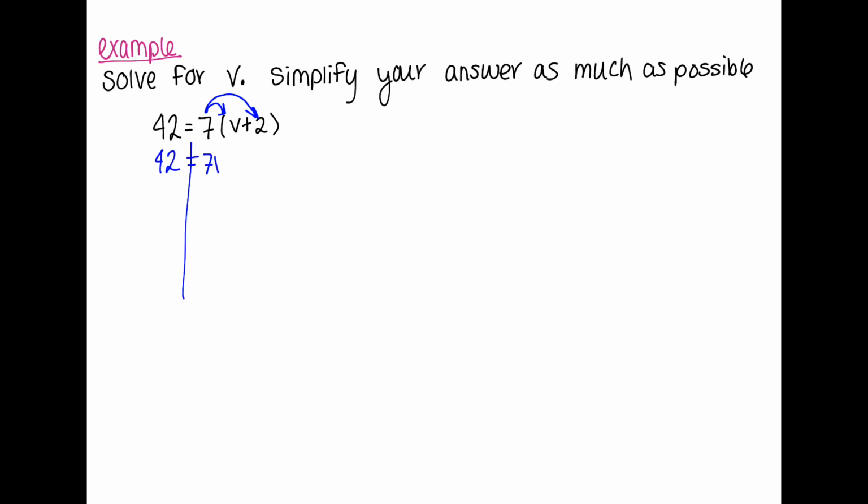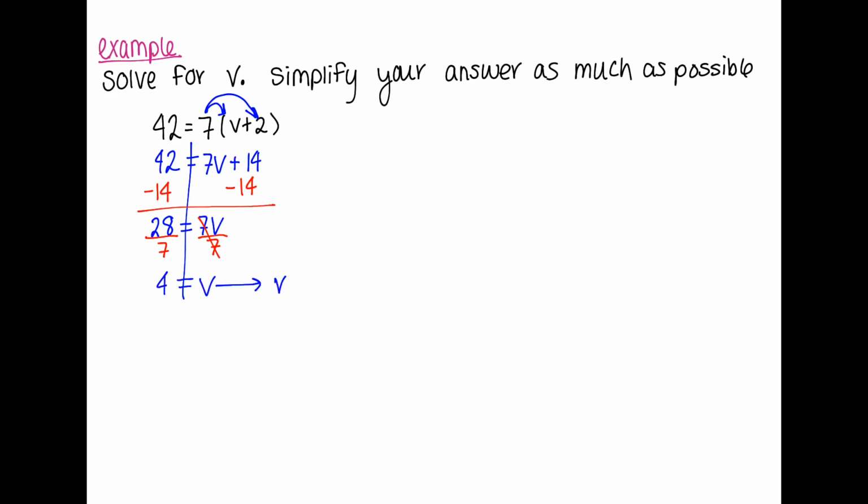7 times v is 7v. 7 times 2 is 14. Now I want to take care of this plus 14 here to get the 7v by itself. So 42 minus 14 is going to give me 28. You can use your calculator for that. 28 is equal to 7v. Divide both sides by 7. The 7s will cancel. 28 divided by 7 is 4, so we get 4 equal to v.